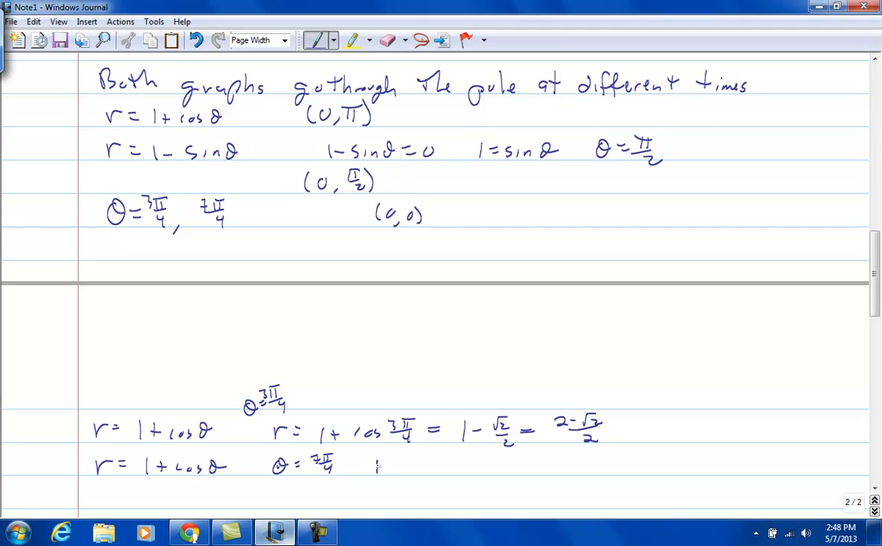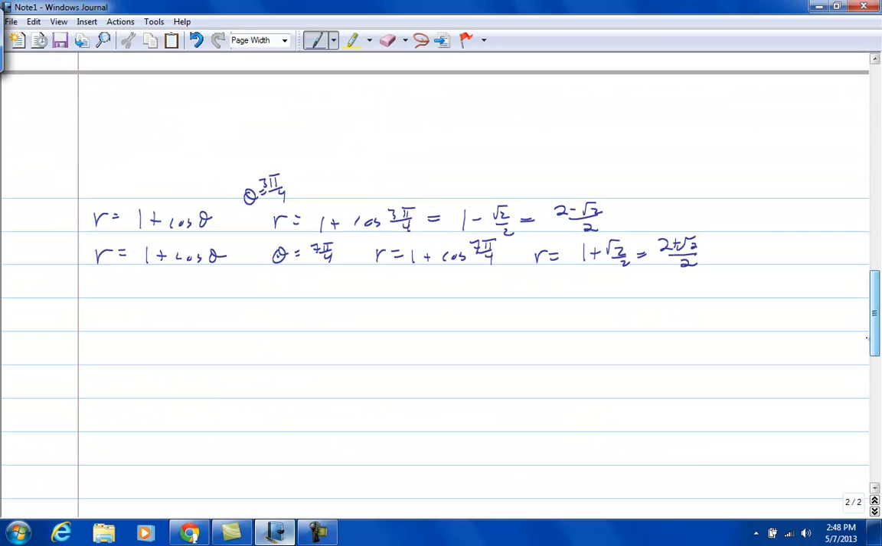That's going to be r equals 1 plus cosine of 7 pi over 4. So r equals 1 plus the square root of 2 over 2, which is 2 plus the square root of 2 all over 2. So our points are going to be 3 pi over 4, comma, 2 minus the square root of 2 all over 2, and 7 pi over 4, comma, 2 plus the square root of 2 over 2, and at 0, 0.